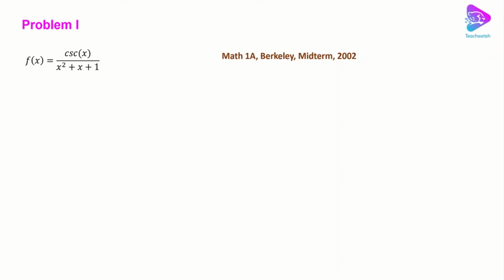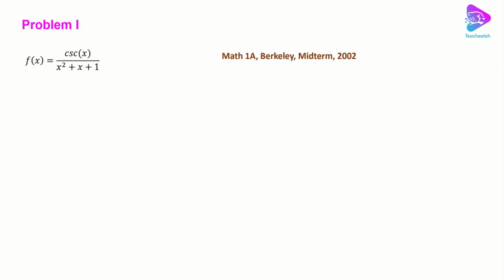As I promised regarding the exam review sessions, this is our second session for derivatives, and today my focus will be on problems from University of California, Berkeley. You can see the first problem is a fraction form function in which we have cosecant x as the numerator and x squared plus x plus 1 as the denominator. And we have to use the quotient rule for this function.